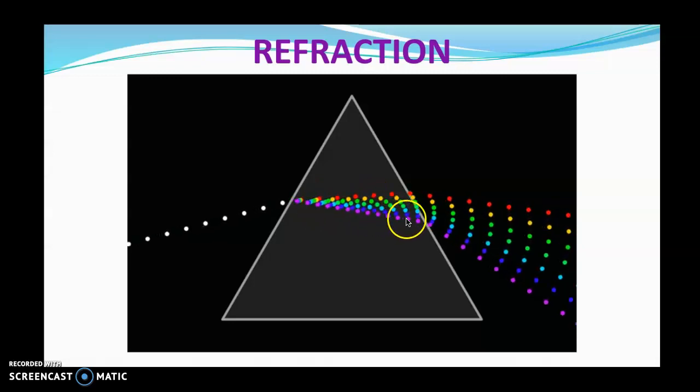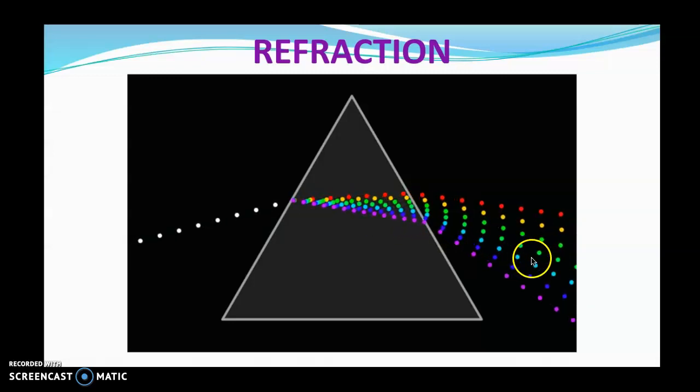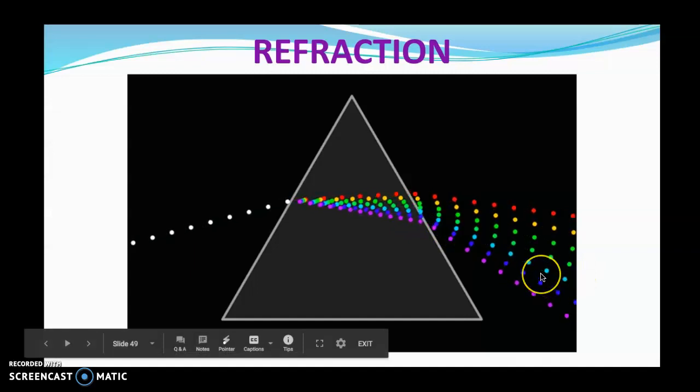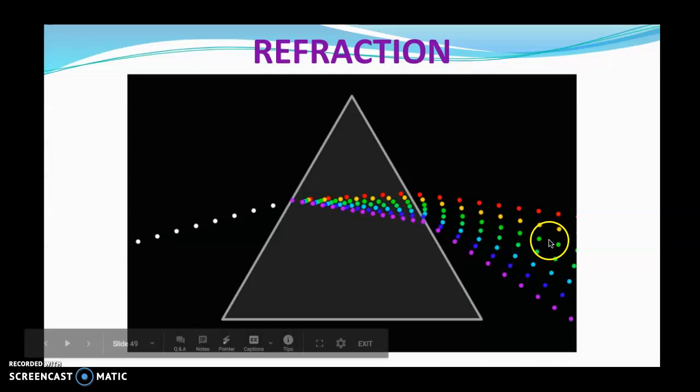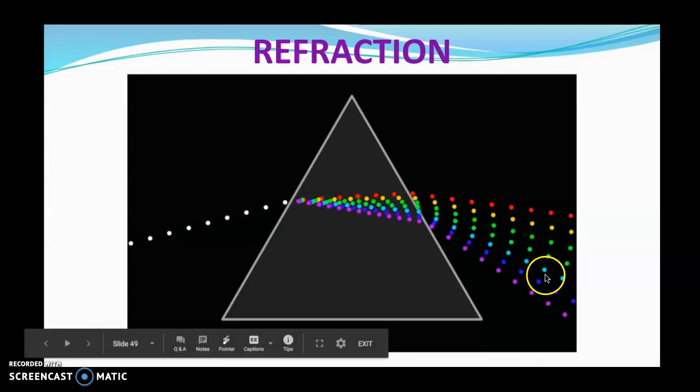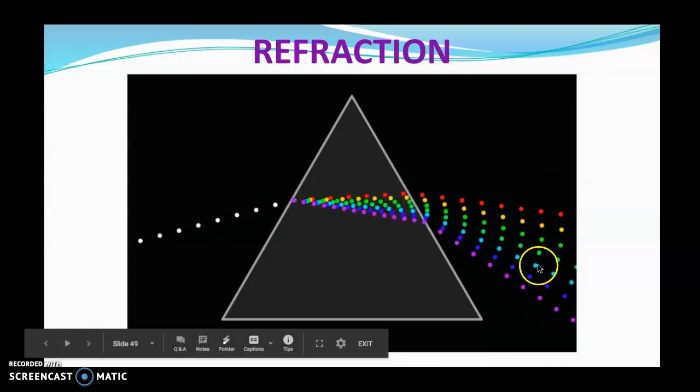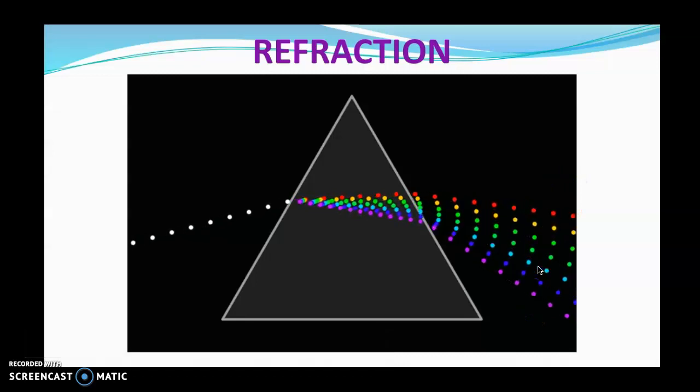So they change direction, and by the time they get out really, really far away, you can actually see light broken into its constituent parts, the parts that make it up. Red, orange, yellow, green, blue, indigo, violet, all the colors of the rainbow. That's how refraction creates rainbows.